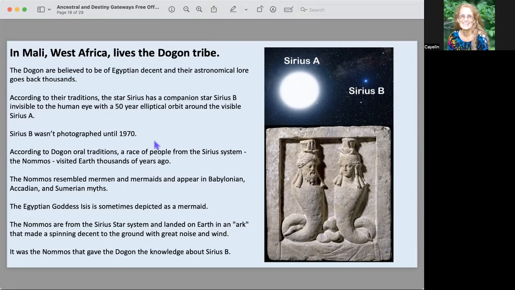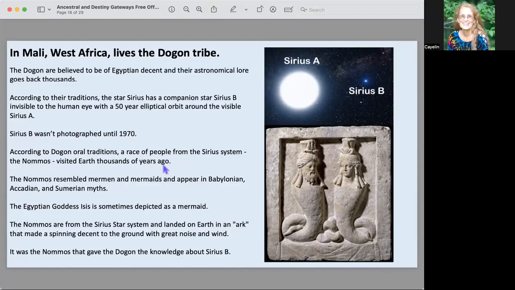Interesting to know that Sirius B wasn't photographed and confirmed until 1970, and the Dogons have been talking about this for a long time. In fact, I think it was back in the 40s or 50s, some people went to the tribe and talked, got their oral traditions and were pretty astounded that they had this idea that there was another star circling Sirius.